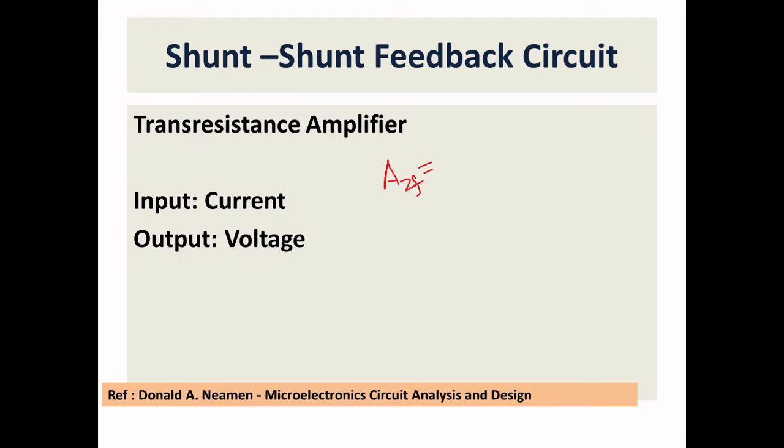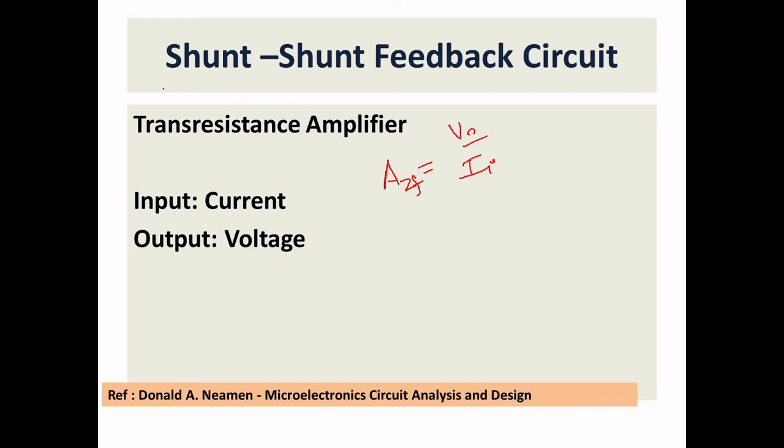So it's an Rz; Z is the designation for this transresistance. Already we discussed in the earlier classes: transconductance means you will have a G, voltage amplifier means V, and current amplifier means I. Here it is a transresistance, so Z. So Az equals your output voltage divided by input current.